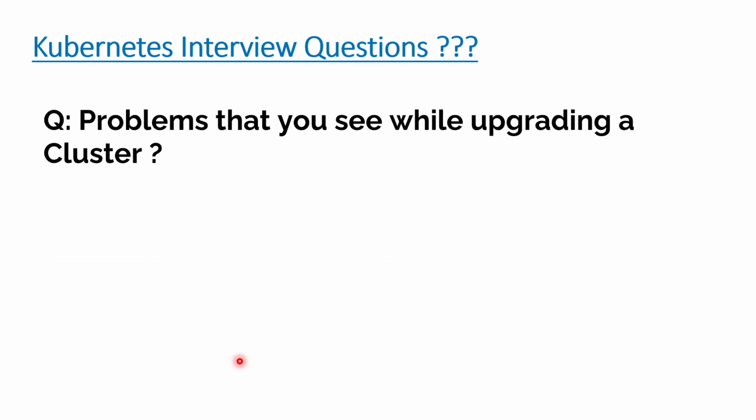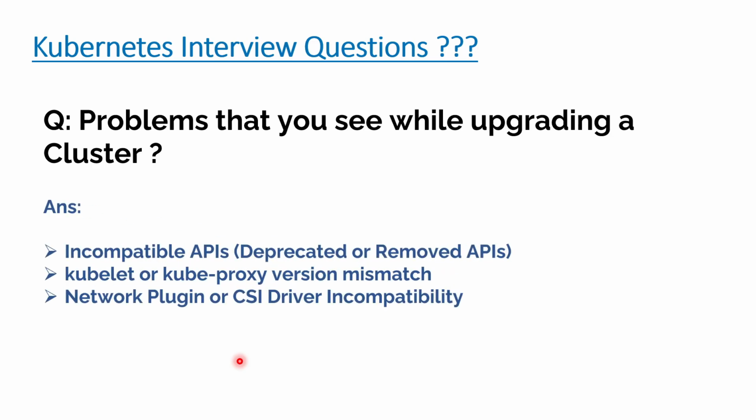This is an interesting question, and a problem that is also my favorite. Problem that you see while upgrading clusters. You might have seen the deprecated and removed APIs. This is a very important key aspect before you upgrade any cluster. So if you are moving from 1.28 to 1.30, you need to see what are the incompatible APIs that have been deprecated or have been removed.